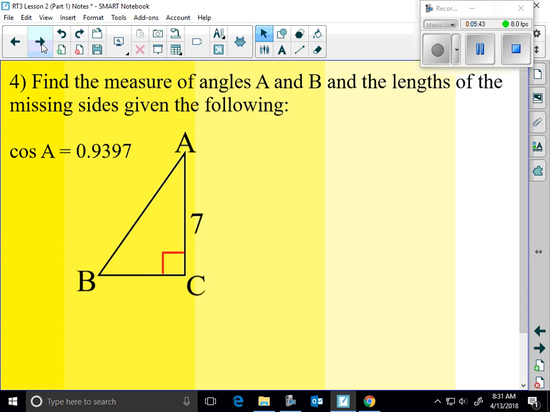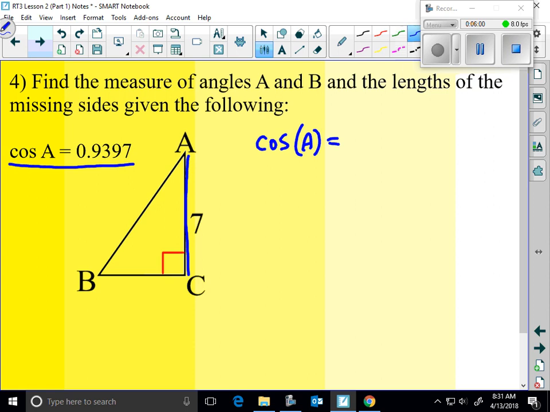So all that I know is this. I know that the cosine of A equals that, and I know that this length is 7. So I've got two sides to find, and two angles to find. Let's find angle A first. If I know that the cosine of A equals 0.9397, how do I find the measure of angle A? Yeah, just the inverse cosine of 0.9397.